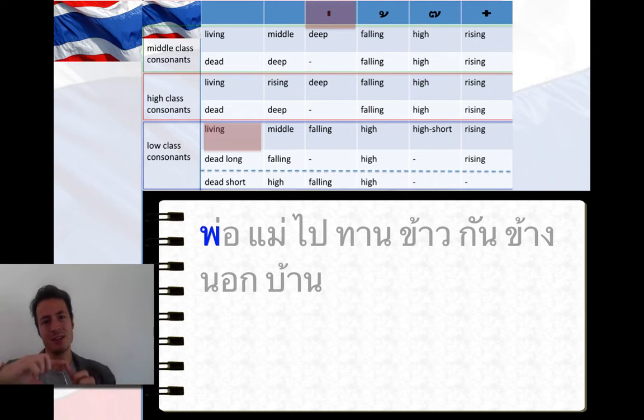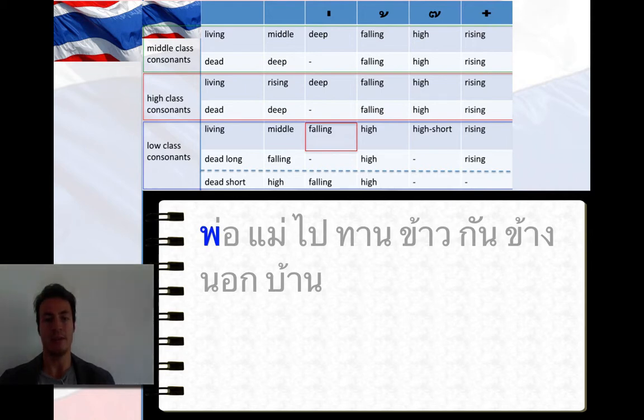If we combine these or overlap these two, we come up with the tone, which is the falling tone. This syllable, therefore, is a falling tone. พ่อ. The translation of this word would be father.